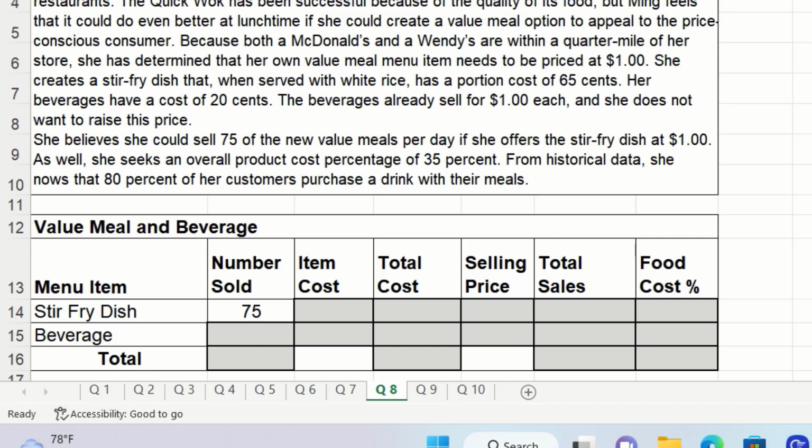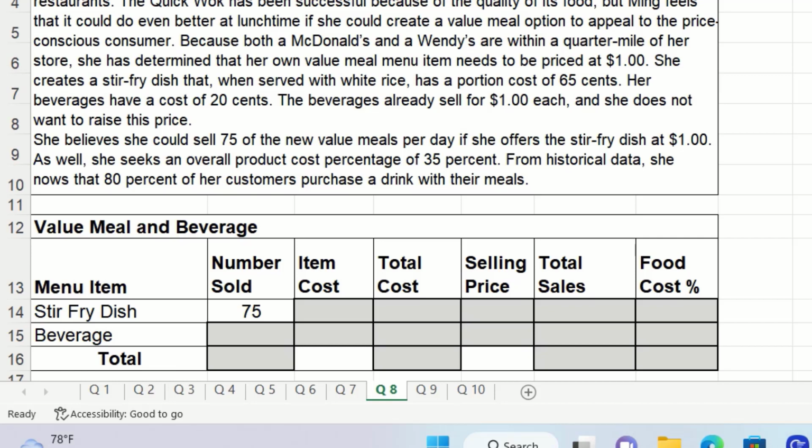Because both a McDonald's and a Wendy's are within a quarter mile of her store, she's determined that her own value meal needs to be priced at $1. She creates a stir-fry dish that, when served with white rice, has a portion cost of 65 cents. Her beverages have a cost of 20 cents. The beverages already sell for $1 each, and she does not want to raise that price. She believes she could sell 75 of the new value meals per day if she offers the stir-fry dish at $1 as well. She seeks an overall product cost of 35%.